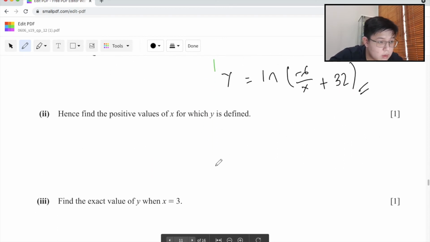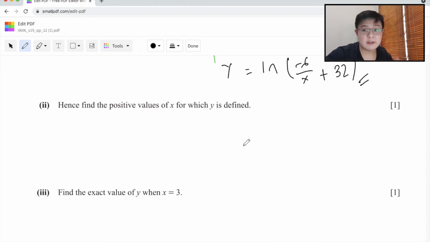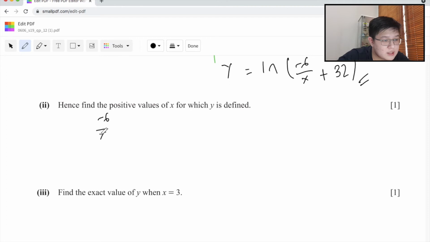Next, hence find the positive values of x for which y is defined. So now for this type of question, we should prove that the ln argument is positive. So minus 6 over x plus 32 is bigger than 0. So we should solve for x now here. So we could move the minus 6 over x to the other side. So it would be 32 is bigger than 6 over x.